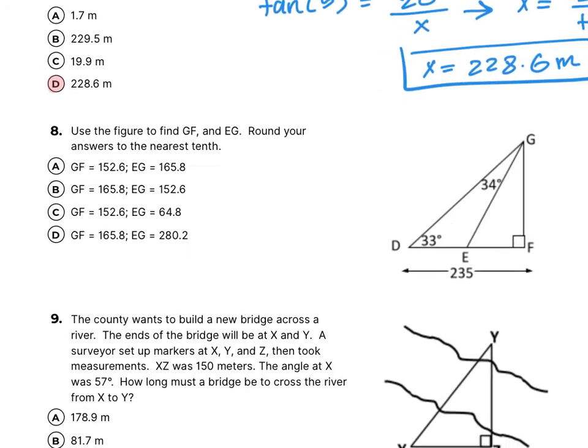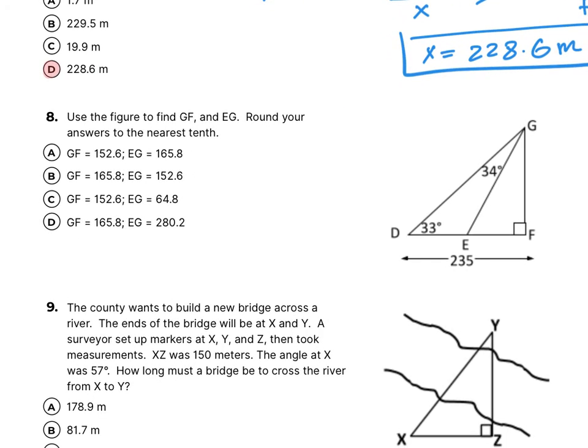Now let's move on to number 8. Use the figure to find GF and EG. Round your answers to the nearest tenth. So I'm going to start by looking at the bigger triangle, DGF, and I'm going to sketch it on the side so I can see all the things that are given. So DGF.